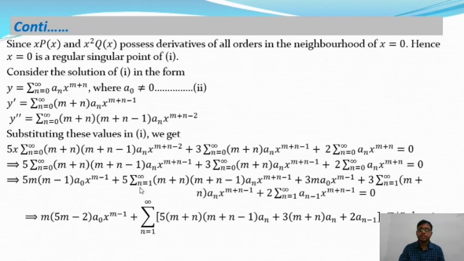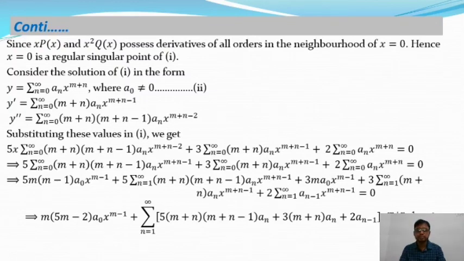So therefore, the above equation is reduced to m(5m−2) a₀ x^(m−1) plus Σ (n = 1 to ∞). That means from the second, fourth and fifth terms, we get [5(m+n−1)(m+n) + 3(m+n) + 2 aₙ₋₁] x^(m+n−1) equal to 0.